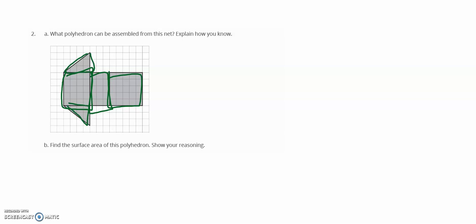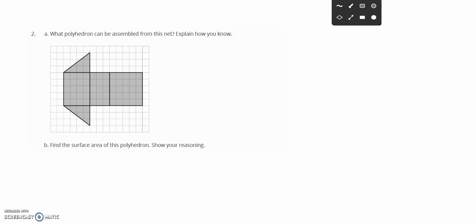We're trying to figure out what polyhedron this could be folded up into. And we've been talking about two specific types. We've been talking about prisms and pyramids. Remember that pyramids go up to a single apex, a single point, like the tip top of a mountain. And prisms have lots of rectangles. Pyramids have lots of triangles.